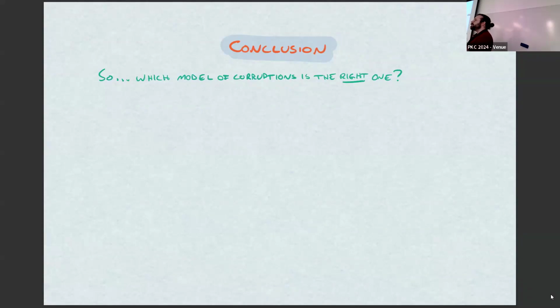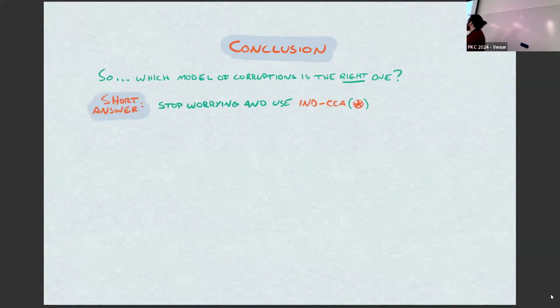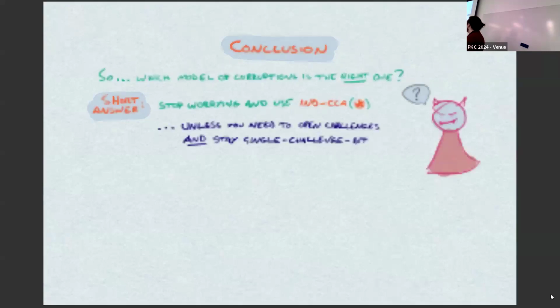Now, interestingly, there are very, very few constructions out there that actually use selective opening attacks. We are aware of one paper that uses SOA to build a protocol, but there are very many papers that study SOA, very few that use them. That's interesting. Anyway, short answer: stop worrying and start using it in CCA, and if you want tightness, you add multiple uses and stuff.